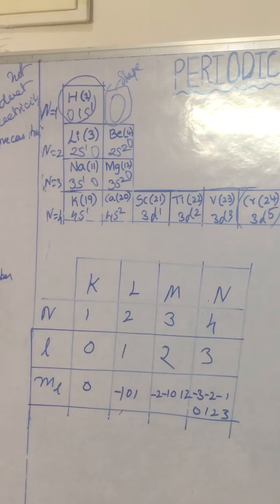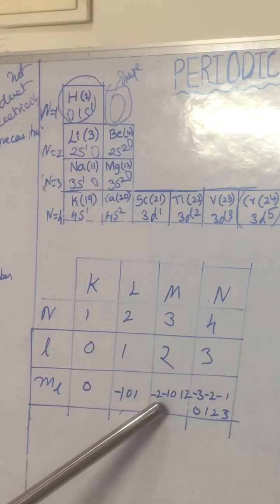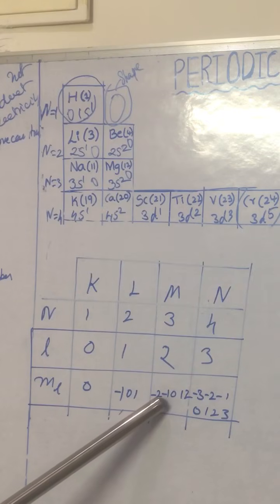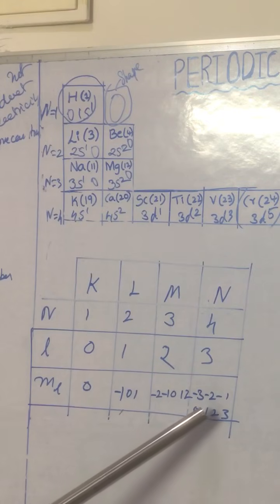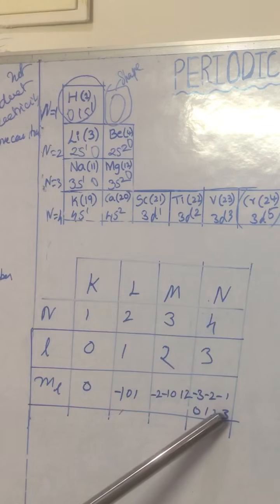Here how many? For a sphere, 1 box. For dumbbell, 3 boxes. P. This is D. D how many? 5 boxes. And here N is equal to how many? N is equal to F, that is F, 7 boxes.